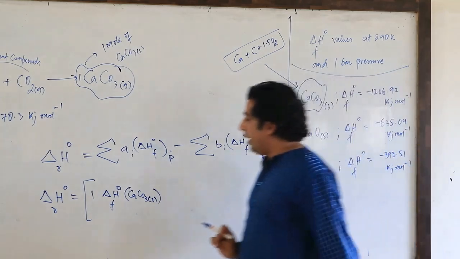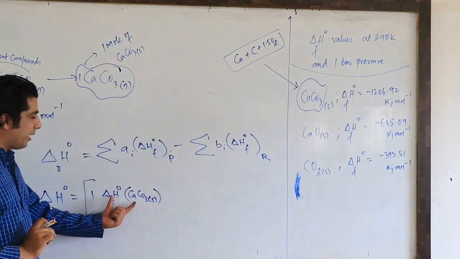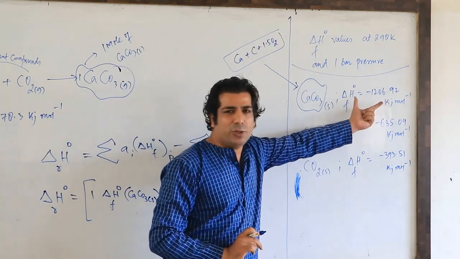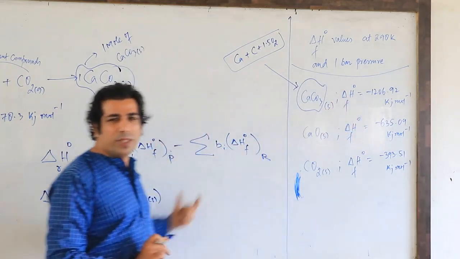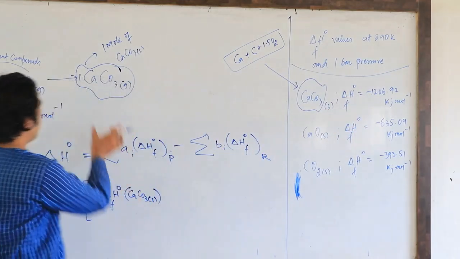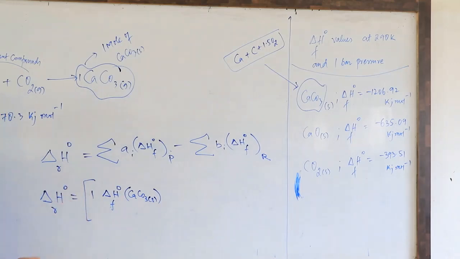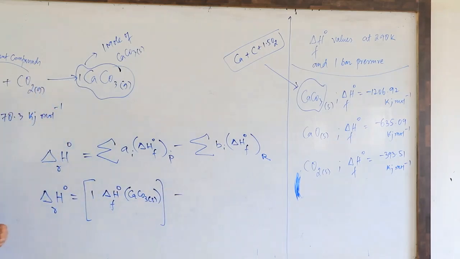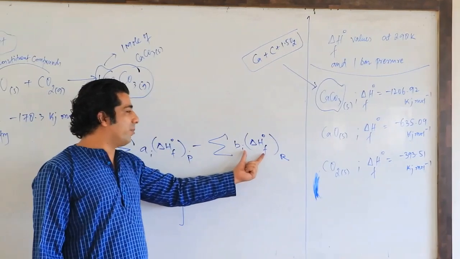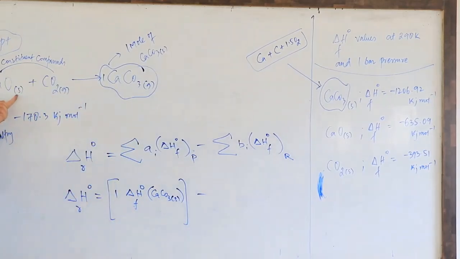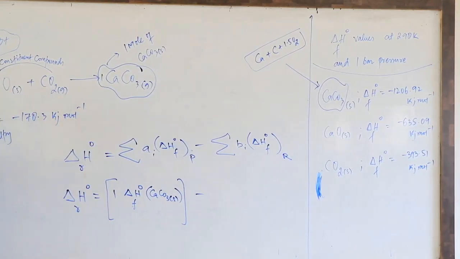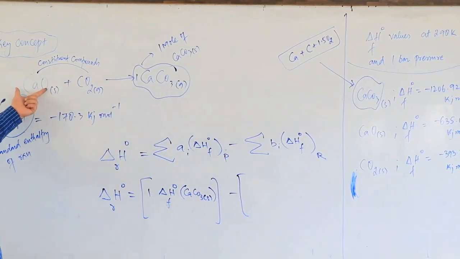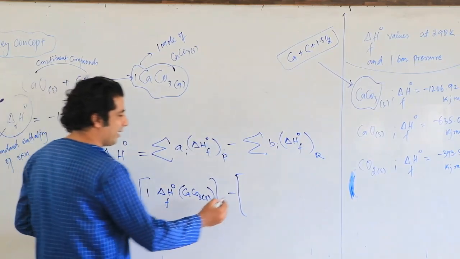So I know the standard enthalpy of formation of calcium carbonate now, that is minus 1206.92. These values will be given in the examination. You only have to put them here. Correct? Now, this is all about the product. And how many moles of product do we have? 1. Then minus, we have to do the summation of the standard enthalpies of formation for the reactants. And here we have 2 reactants, calcium oxide and carbon dioxide. Calcium oxide is how many moles? Only 1 mole. So I will take it as 1.